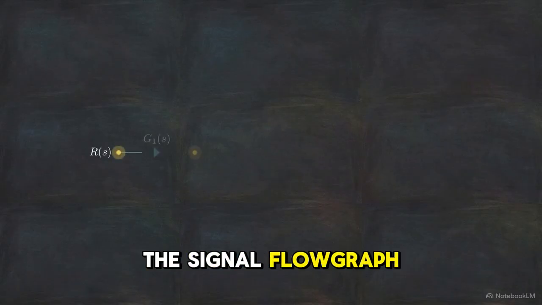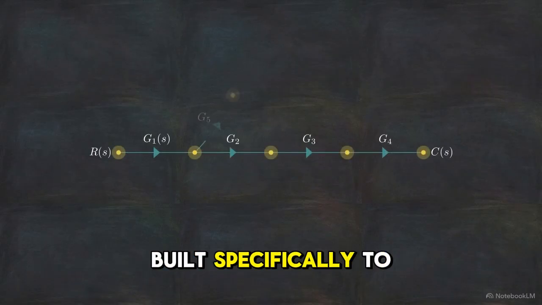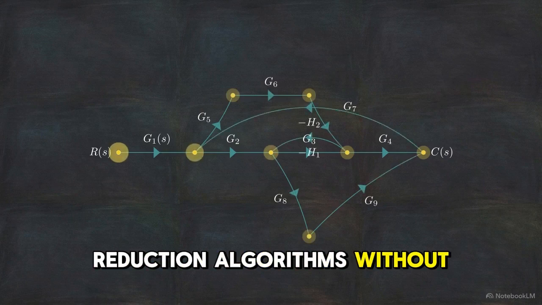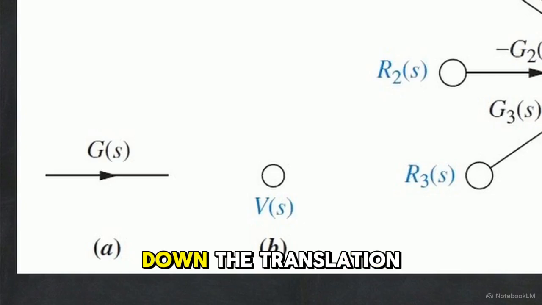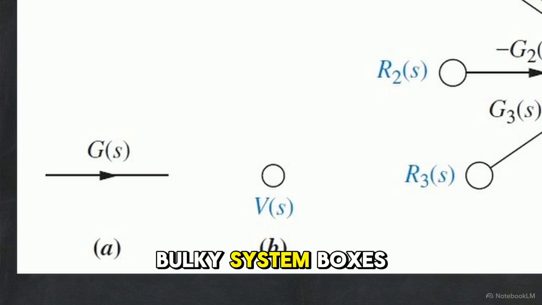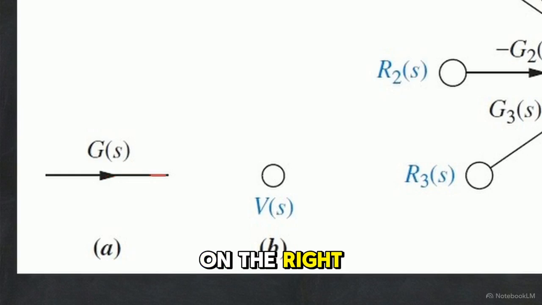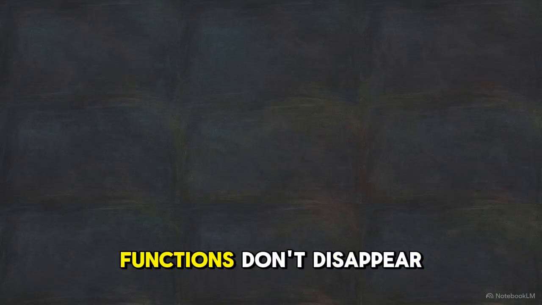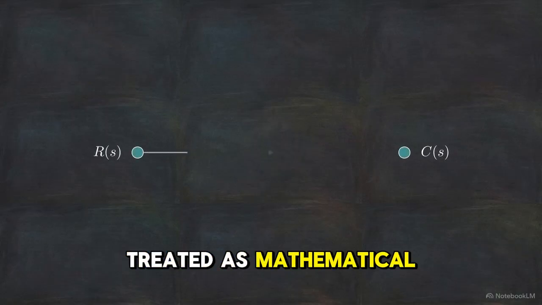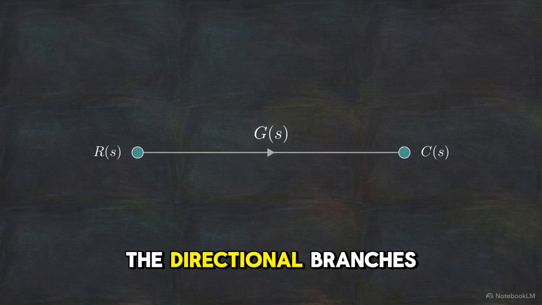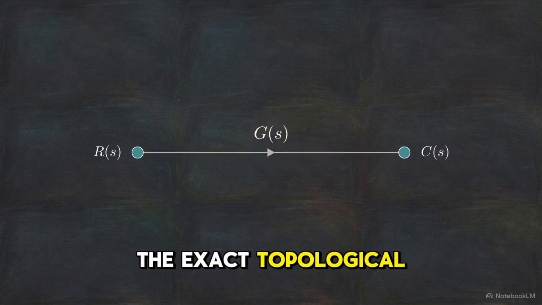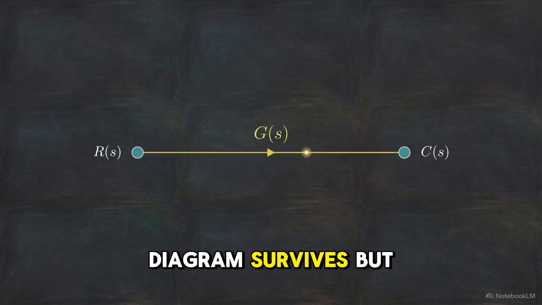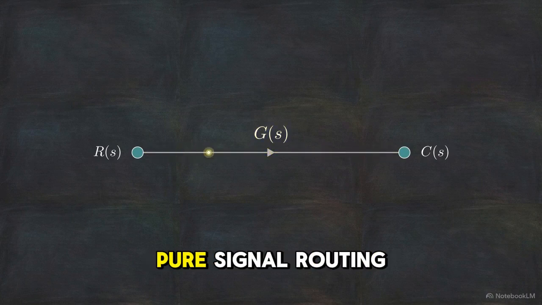That tool is the signal flow graph, a minimalist framework built specifically to solve complex reduction algorithms without the visual clutter. This graphic breaks down the translation. On the left, bulky system boxes are replaced entirely by simple directional lines, or branches. On the right, the physical signals, the inputs, the outputs, and the summing junctions, all collapse into tiny individual nodes. The actual transfer functions don't disappear. They are instead treated as mathematical weights applied directly to the directional branches connecting the nodes. The exact topological relationship of the block diagram survives, but the interface is stripped down to pure signal routing.